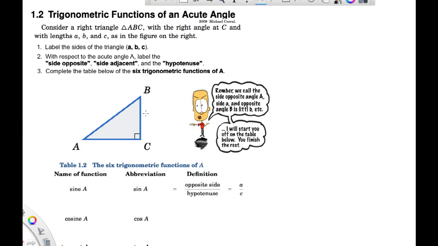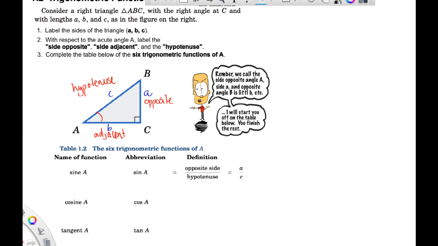So angle A, side A is opposite. Angle B, side B is opposite. C, side C would be here. And let's also do this with the names. So if we're in angle A, then this would be the opposite side. Angle A would be adjacent over here, and the hypotenuse is the easier one. That never changes. Okay, so there are 6 definitions you need to be familiar with initially.